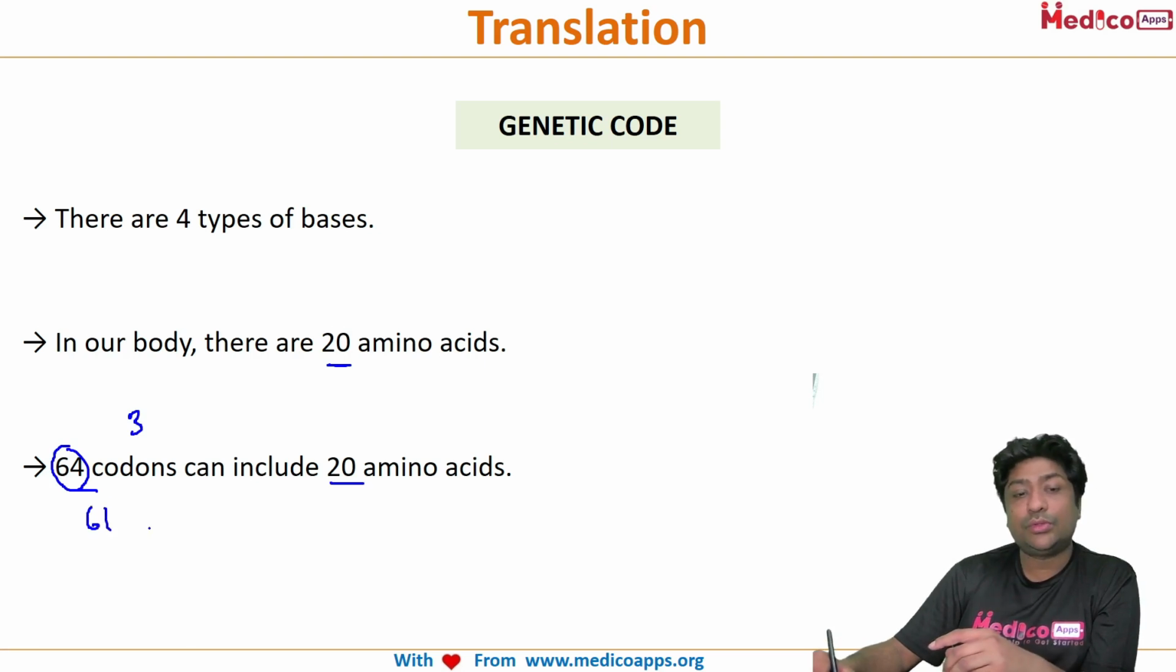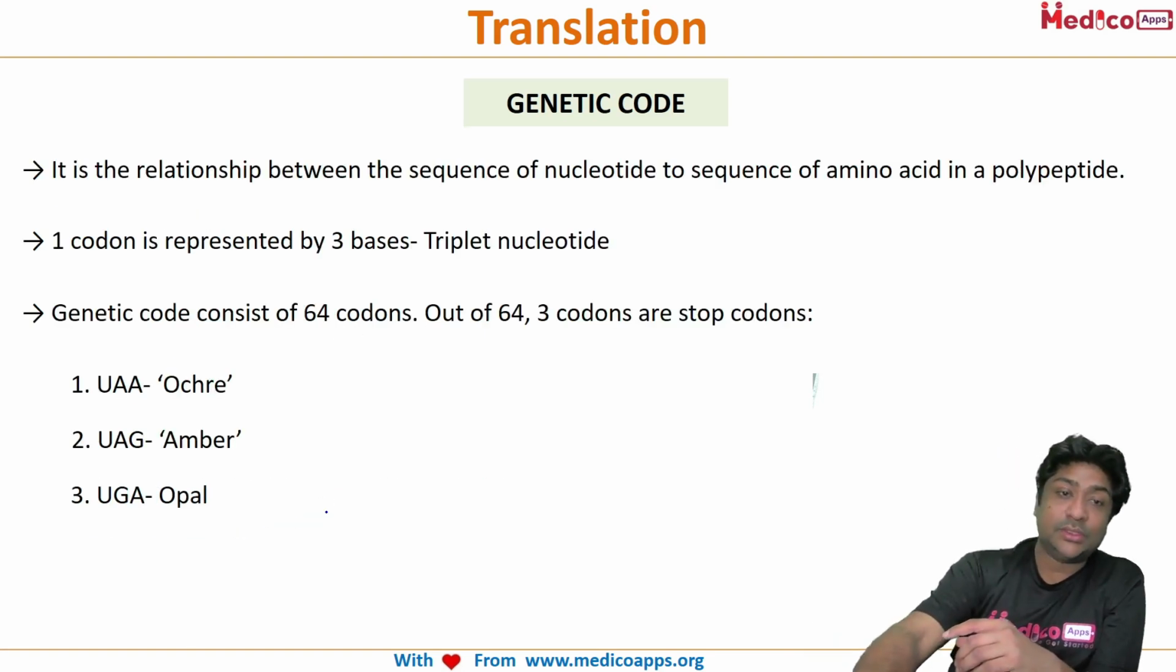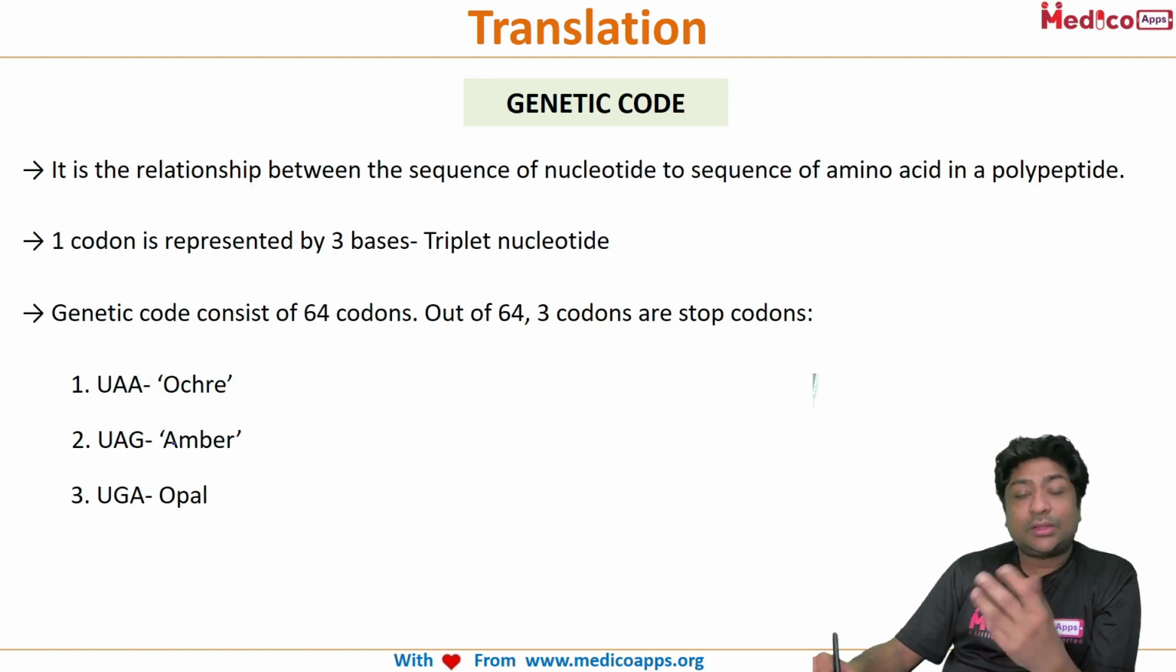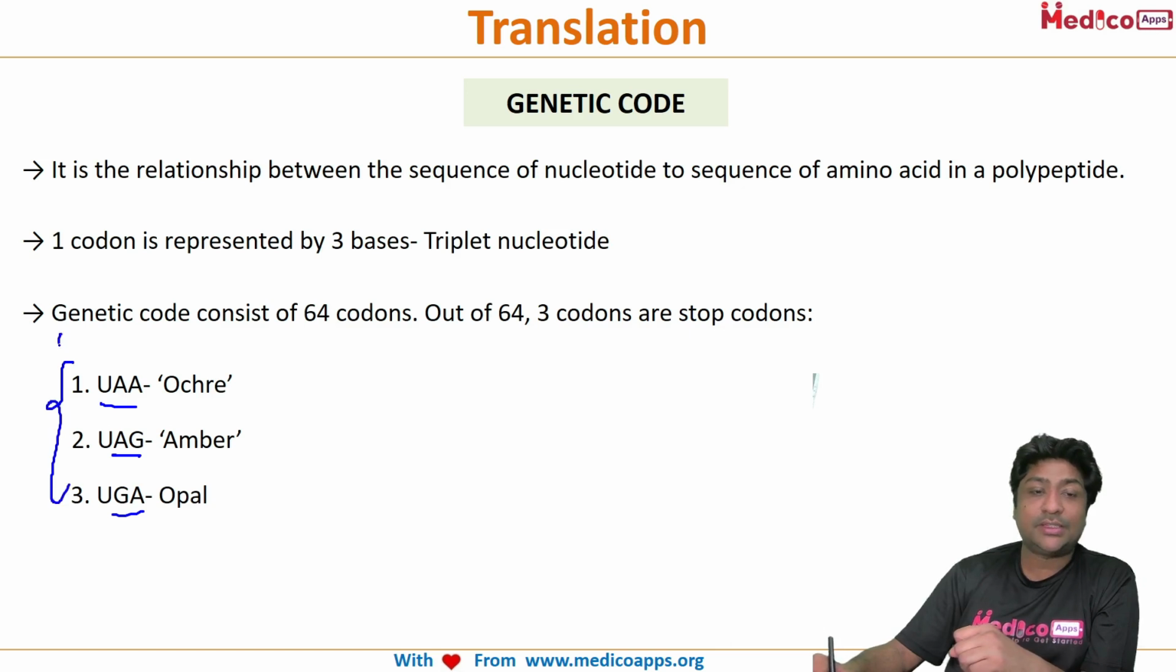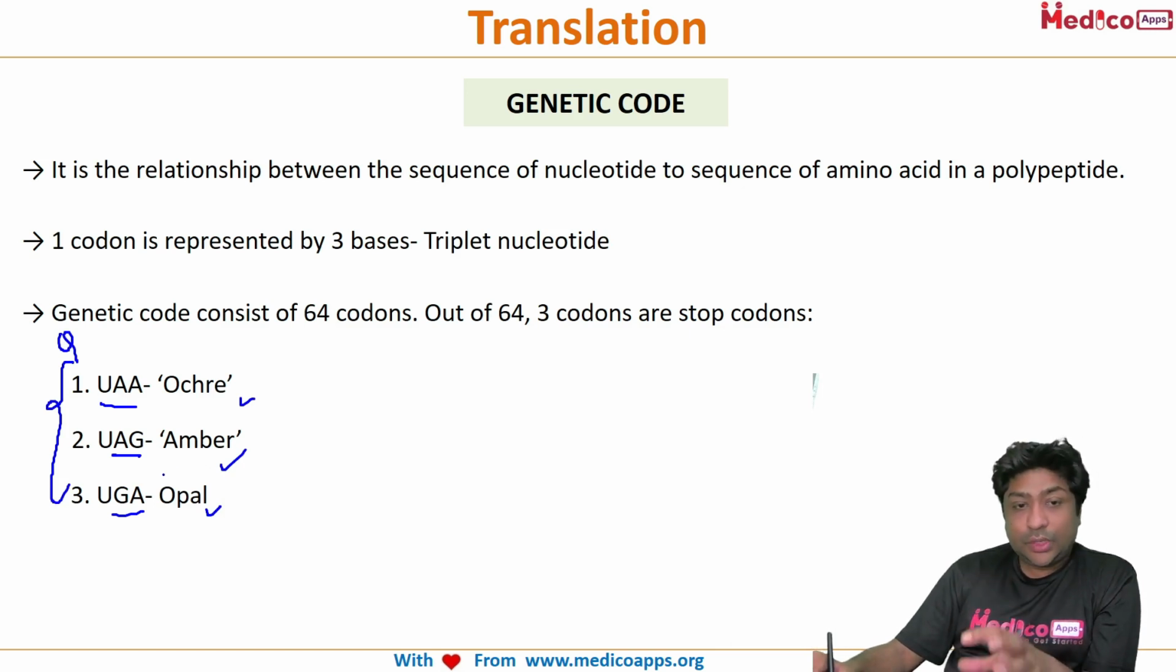So 61 codons will code for 20 amino acids. So what are the stop codons? The stop codons are UAA, UAG, and UGA. This has been asked multiple times in examinations. They are also called ochre, amber, and opal. So UAG, UGA, and UAA. These are the stop codons.